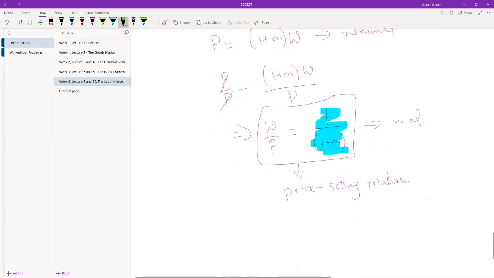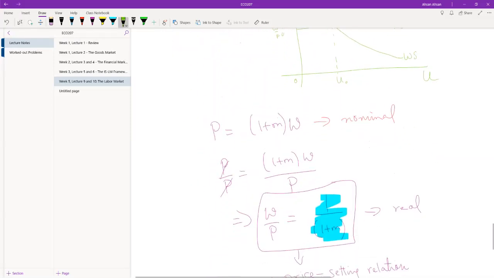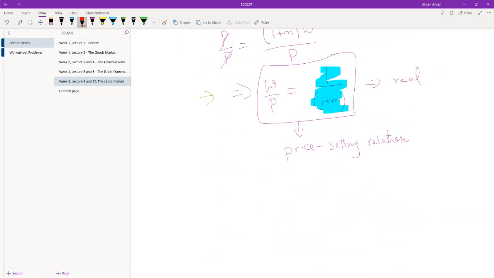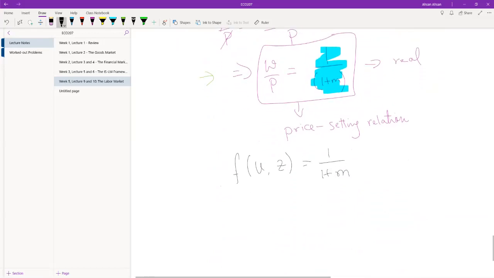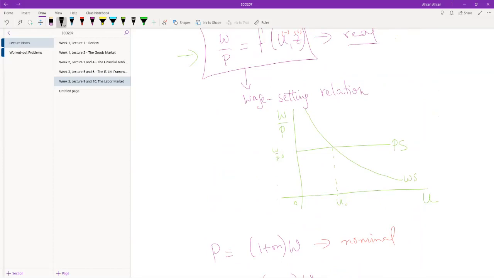If we put these two together, this equation and this equation, what we are going to end up with is, I'm going to put an N here, UN. UN is known as the equilibrium unemployment rate. So I'm going to go up here. And so this is the UN because it's at the equilibrium point.